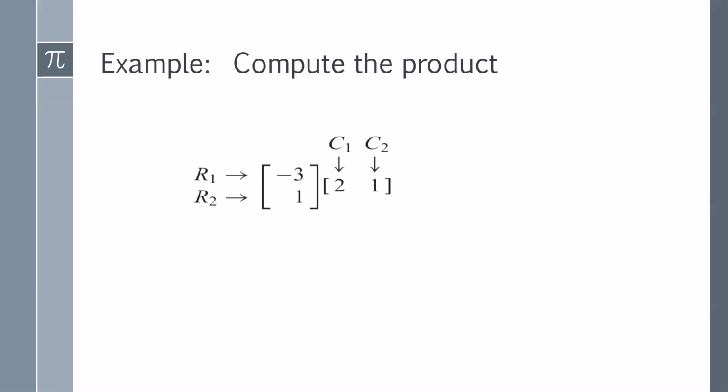Here's another example. Our first matrix is 2 rows, 1 column. Our second matrix is 1 row, 2 columns. So our resultant matrix is going to be 2 rows, 2 columns. The first entry is row 1 from the first matrix times column 1 from the second matrix. So negative 3 times 2 is negative 6. Then row 1 of the first matrix by column 2 of the second matrix. That's negative 3 times 1, etc.